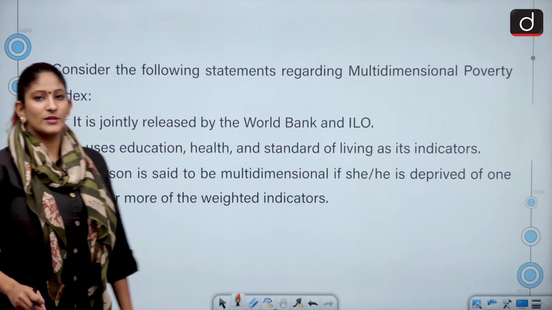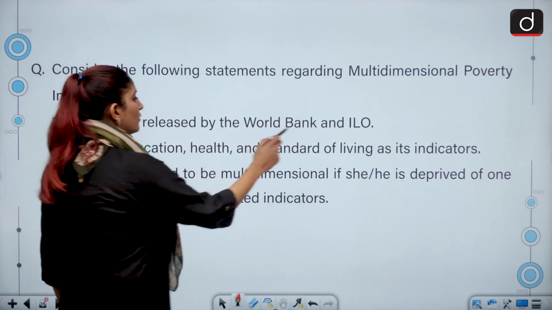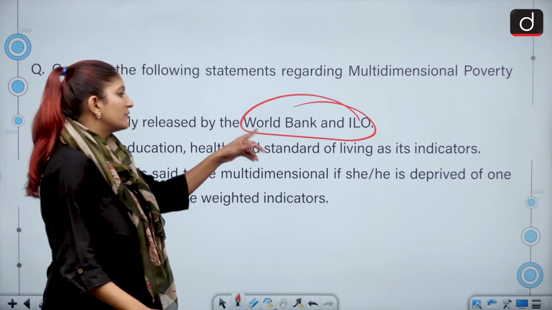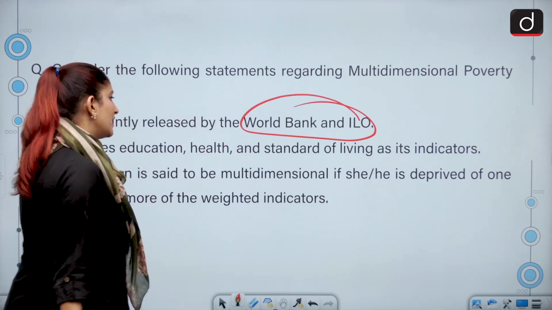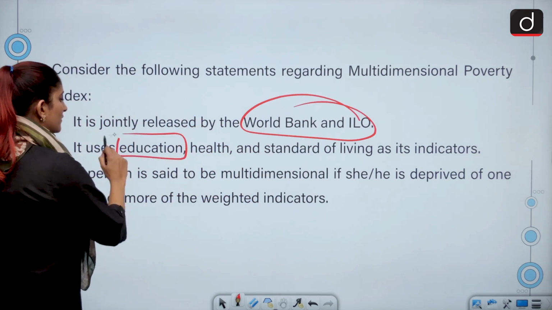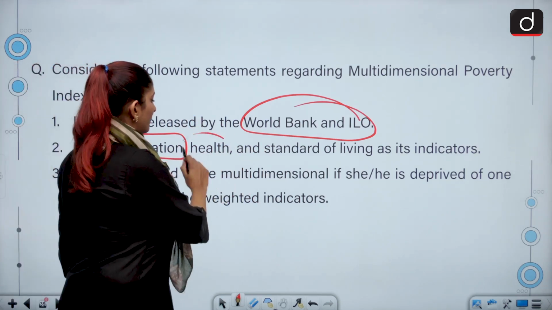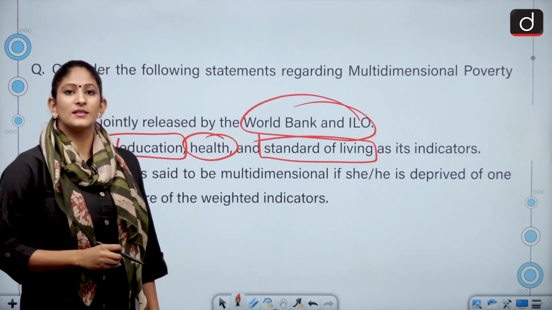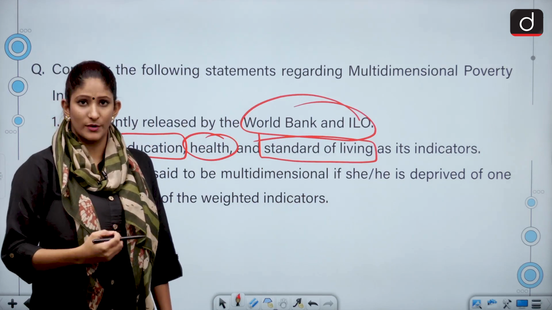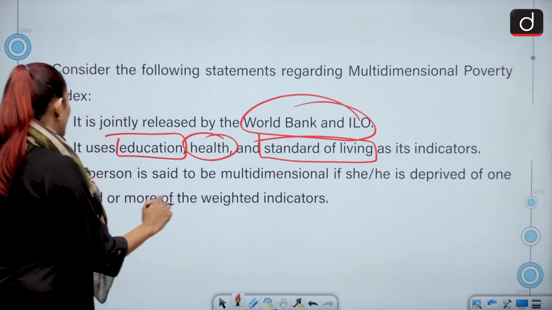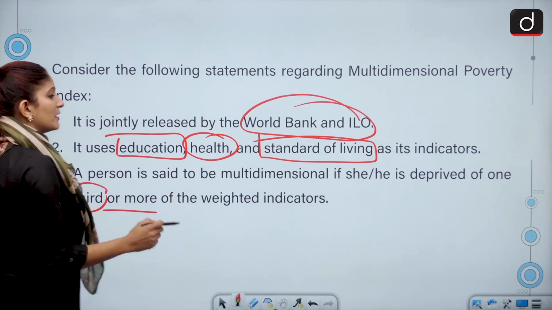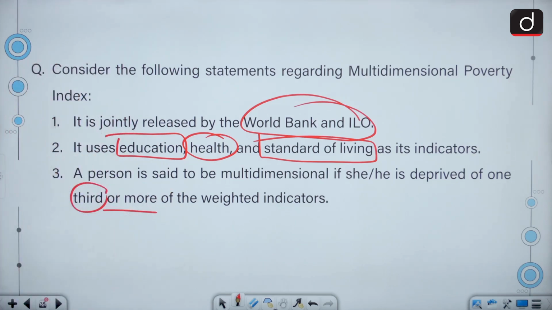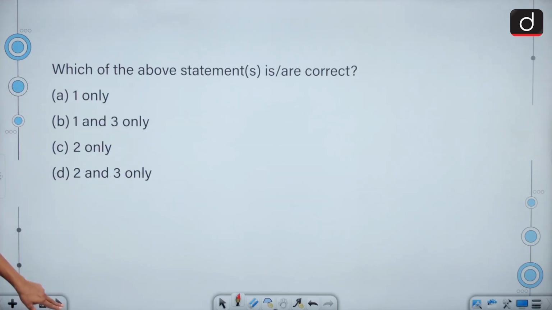First statement is incorrect because it is not released by the World Bank and ILO, but by Oxford and UNDP. We will discuss that. So first becomes incorrect. Second is correct. It has 3 indicators: first is education, second is health, and third is standard of living. Do remember. And a person is known as multidimensionally poor if he or she is deprived of 1/3 or more of the weighted indicators. Second and third are correct. Answer is option D.